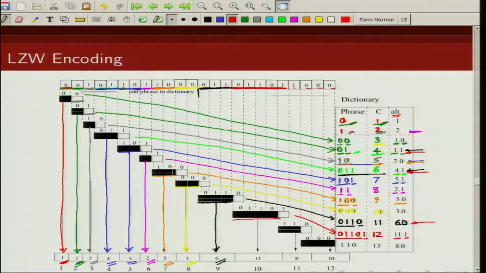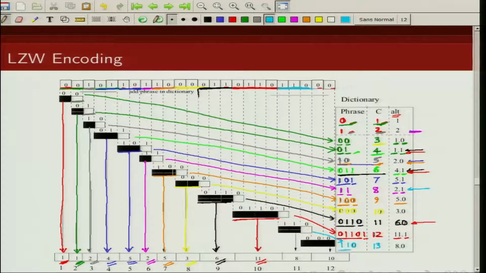Now we encode this sequence 0 1 1 0, which is code word number 11. So that's code word number 11, and we start from this 1. 1 is already there in the dictionary. 1 1 is also there in the dictionary. That's this one. 1 1 0. Is 1 1 0 in the dictionary? The answer is no. We don't see any 110. So we are going to add 110 into the dictionary, and that's our code word number 13.